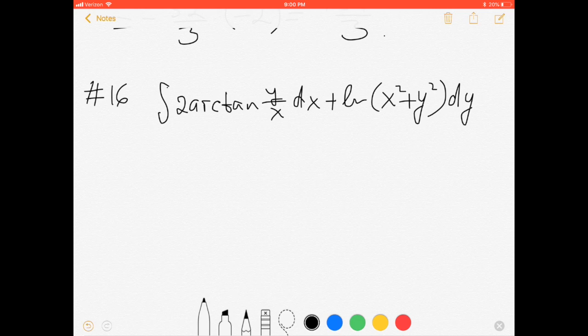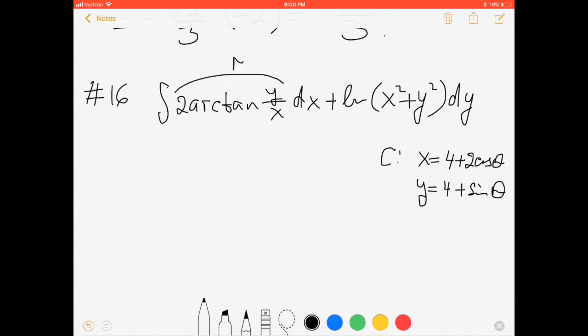And here our curve C is x equal 4 plus 2 cosine theta, and y equal 4 plus sine theta. Okay. Now this means we have some ellipse here. First, remember this is m, and this one is n.